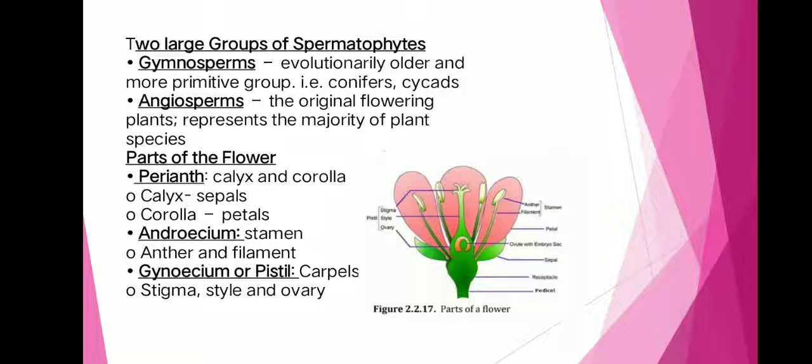Parts of the flower. Perianth, calyx and corolla. Calyx is the sepals and corolla is the petals. Androecium or stamen, anther and filament. Gynoecium or pistil or carpels. Stigma, style and ovary.